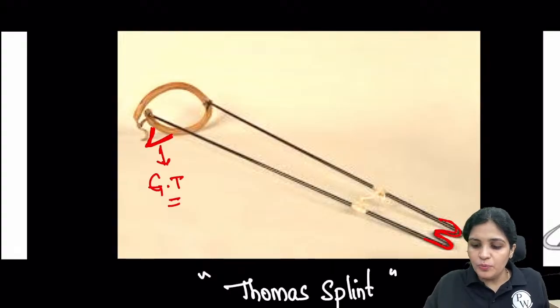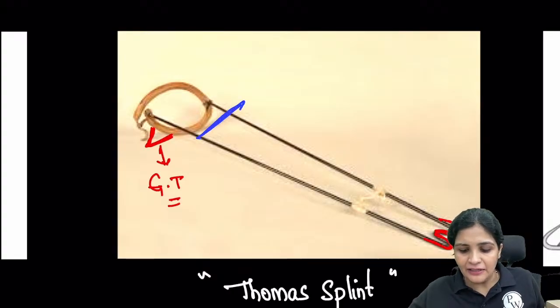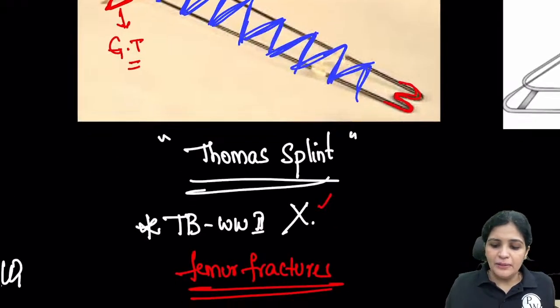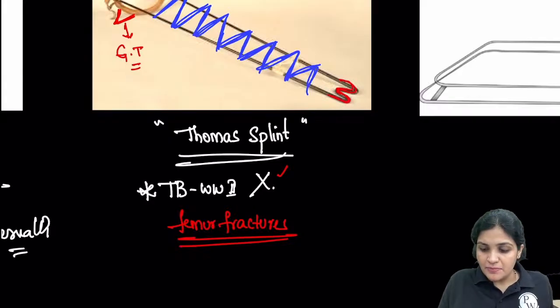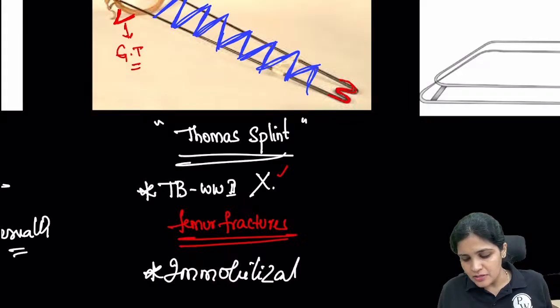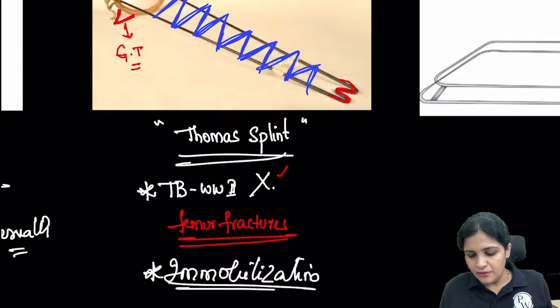What you do, you will take the bandage and prepare the Thomas splint like this. You put the bandage all over, and over this bandage you will place the limb, right? And now you will use it for shifting of the patient. So this is mainly used for immobilization of femur fractures. Understood?